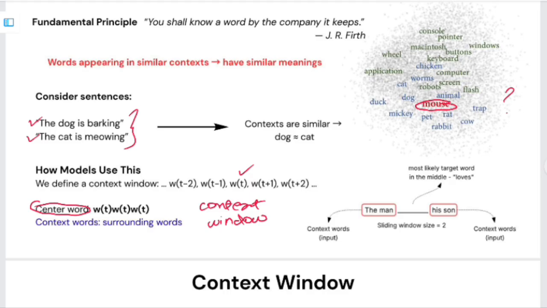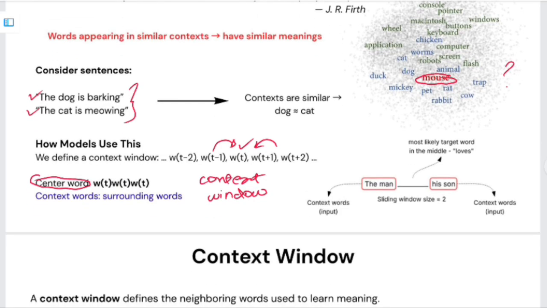Now the learning problem becomes very simple. Either we predict the center word from its context, or the context word from the center word. And by doing this across millions or billions of sentences, the model starts to learn which words behave similarly. And that's the key insight of the entire paper.